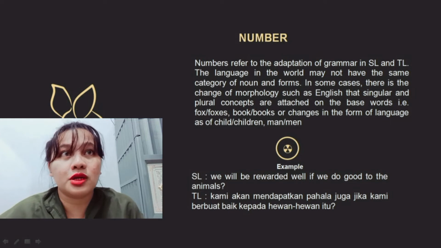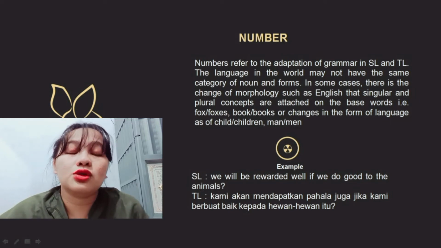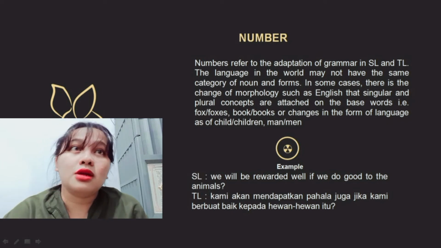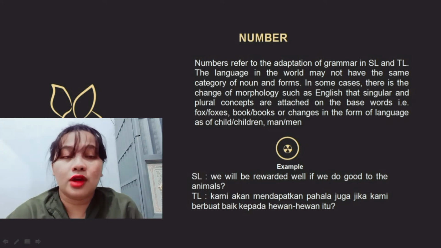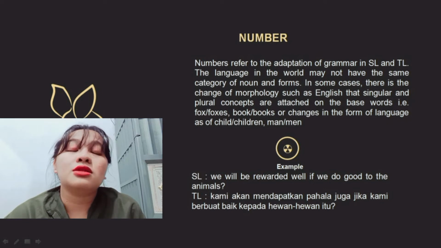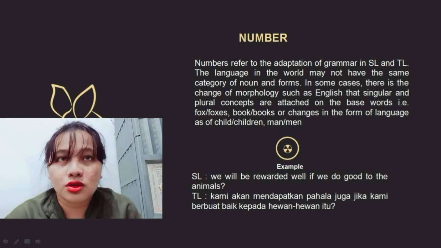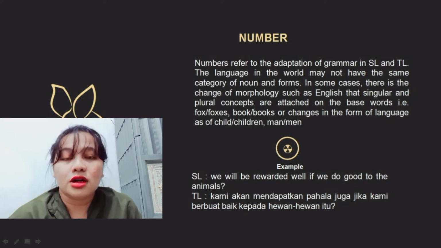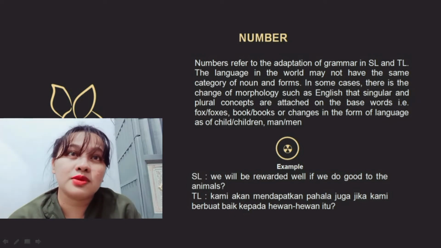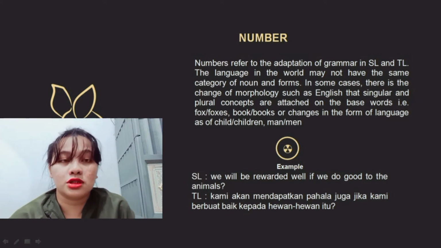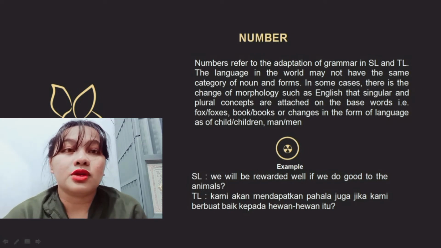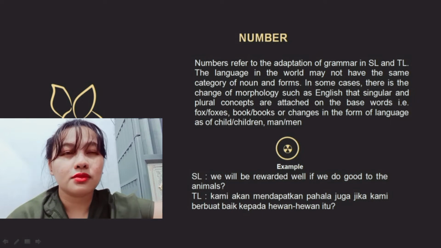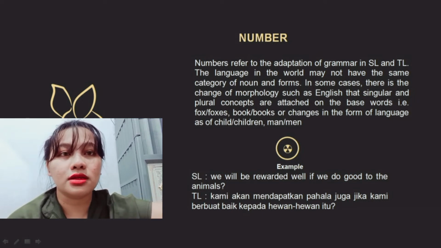Number refers to the definitions of grammar in source language and target language. Languages in the world may not have the same category of noun and forms. In some cases, there is a change of morphology, such as in English, the singular and plural concepts are attached to the base words. So we will go to the example of grammatical equivalence in number.